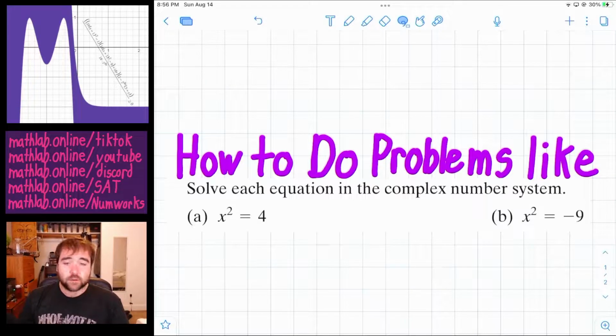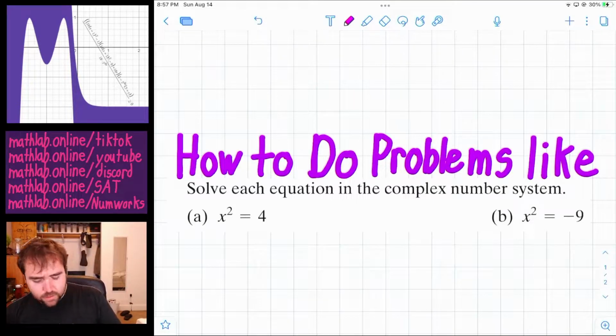So how do we solve these equations? Well, they're quadratic equations. We've already solved quadratic equations. So A is really just the same thing we've always done. I guess the only difference here is it says in the complex number system. But that includes the real number system, which we'll see in a second.